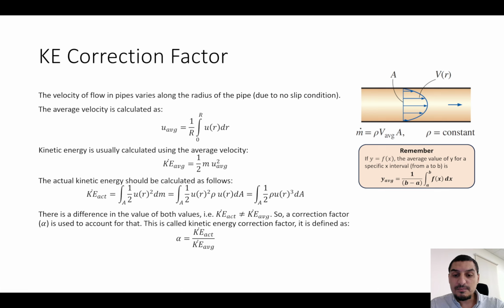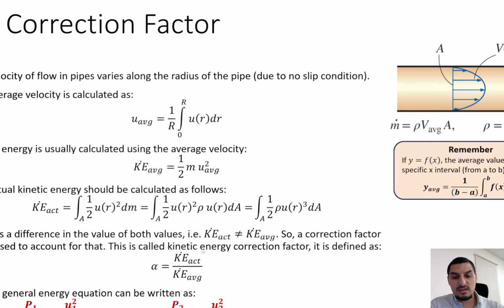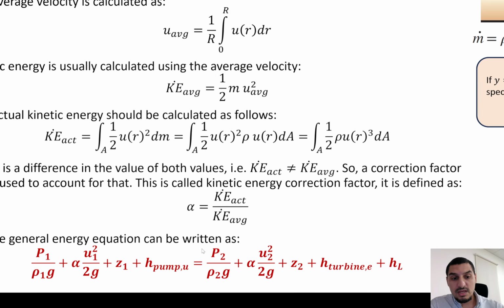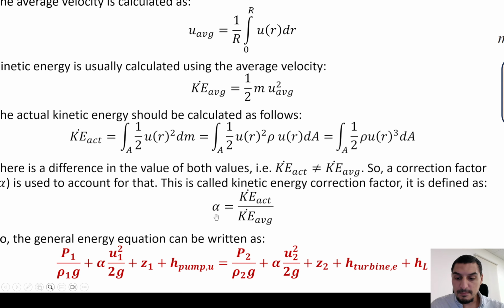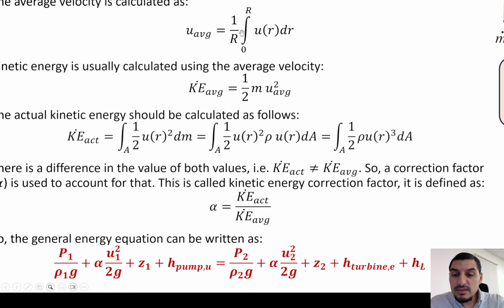Based on this, we can easily calculate the average kinetic energy from this equation. If you want to get the actual kinetic energy, which is the true value, we multiply alpha by the average kinetic energy, and we can rewrite the modified Bernoulli equation as we see here. It's going to be the same equation, but we just put an alpha here and an alpha here. So this is the correction factor. Otherwise, the equation is the same.